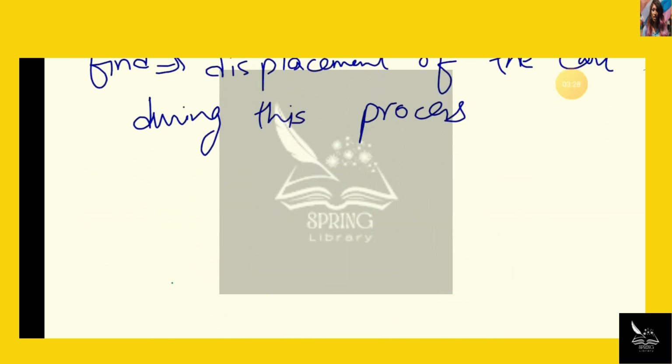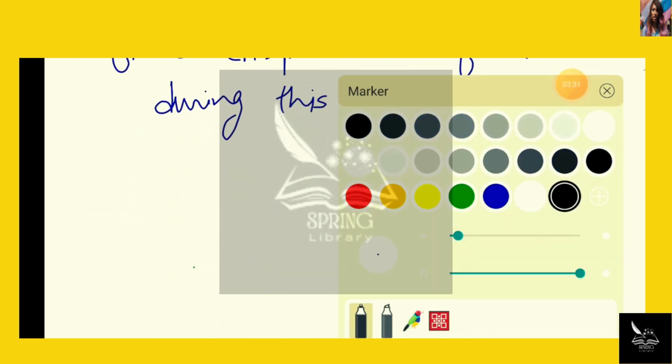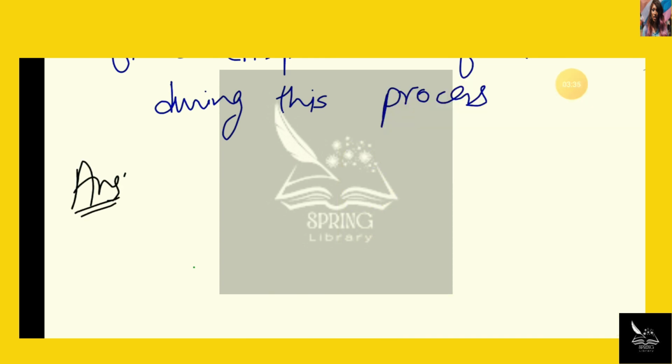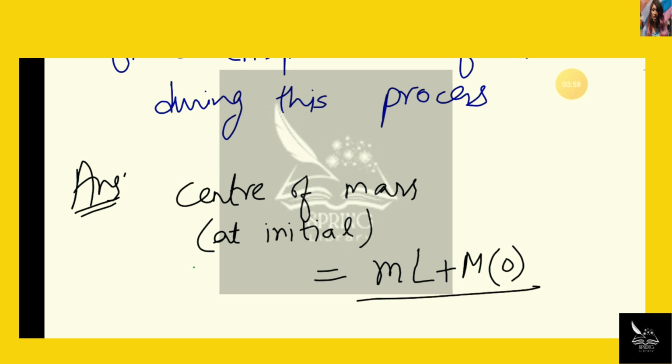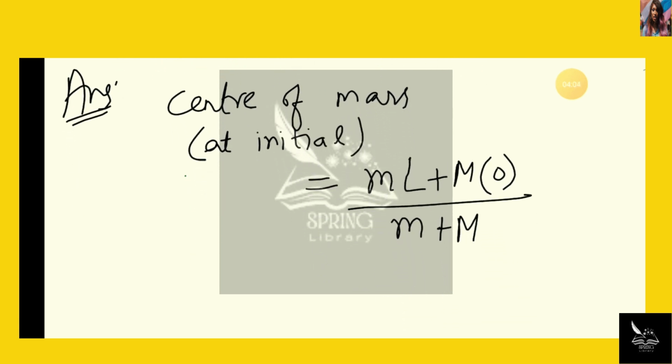Initially, the center of mass of the system at the initial condition will be written as small m times capital L plus capital M times 0, over small m plus capital M. Simplify it, then I will get the center of mass of the system at the initial condition, which is small m times L over small m plus capital M.